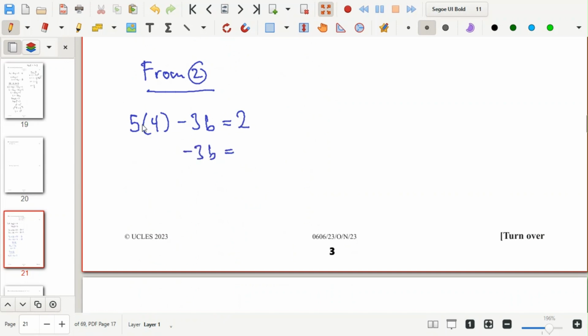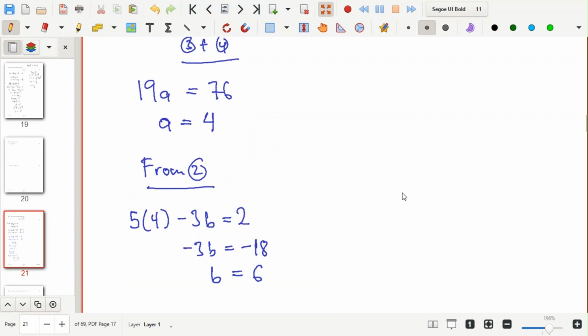so this is 2. When this one comes, it becomes 20. So minus 20. So 2 minus 20, which is the same as negative 18. So if I divide both sides by negative 3, I should get 6. So b is 6. But we are not done here.